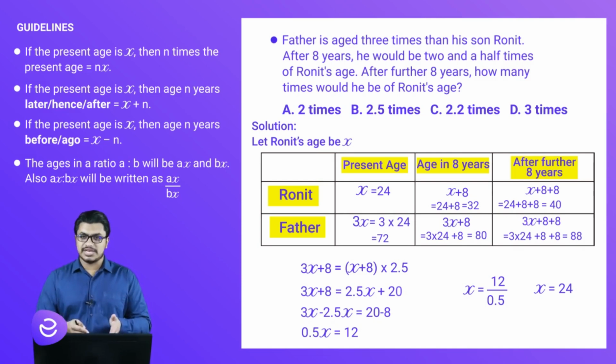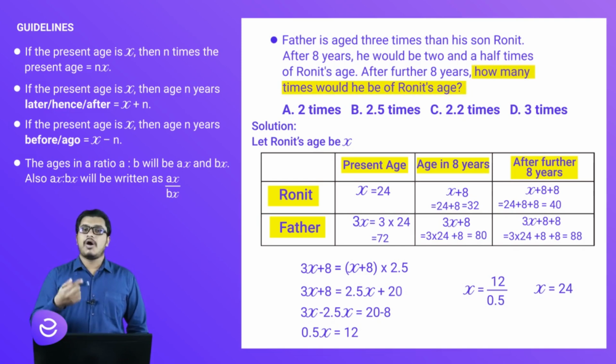Ronit's present age is 24. After 8 years his age becomes 32. Then after 8 years his age becomes 40. Father's present age is 72. After 8 years 80. After further 8 years 88. So now we have all the information. Now the question is, how many times would he be? Would he mean would the father be of Ronit's age?